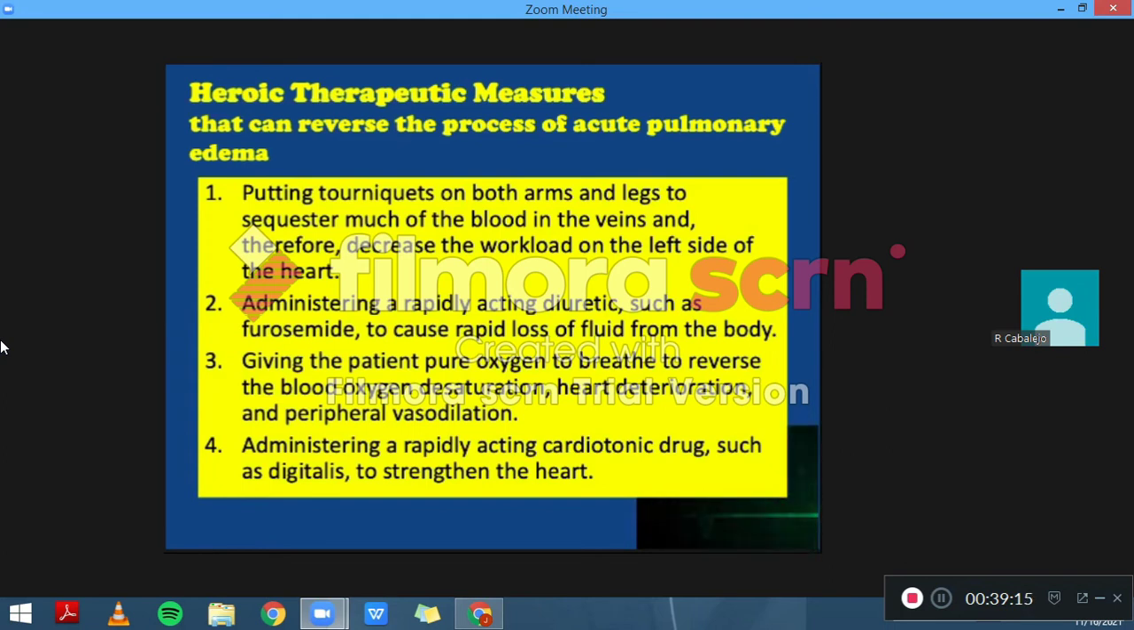You may also administer a rapidly acting diuretic. Just be very careful with your diuretics like your furosemide because these are very potent. This might drop your blood pressure suddenly, so be careful. You can also give pure oxygen for your patients to breathe to reverse your blood hypooxygenation, or you may intubate your patient right away, or you may administer rapidly acting cardiotonic drugs such as your digitalis to strengthen your heart. Be careful with digitalis because this might also cause extreme bradycardia, sometimes heart blocks, okay?